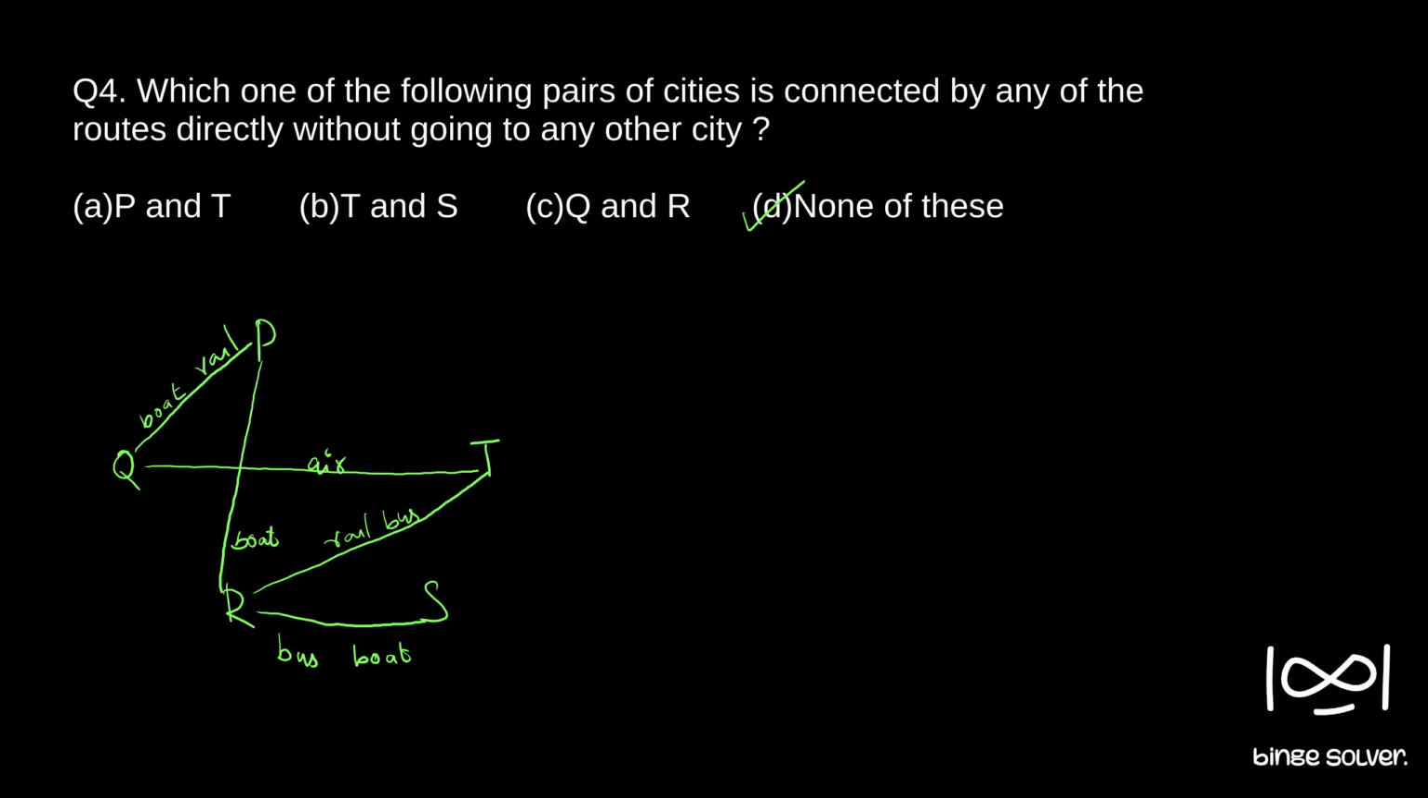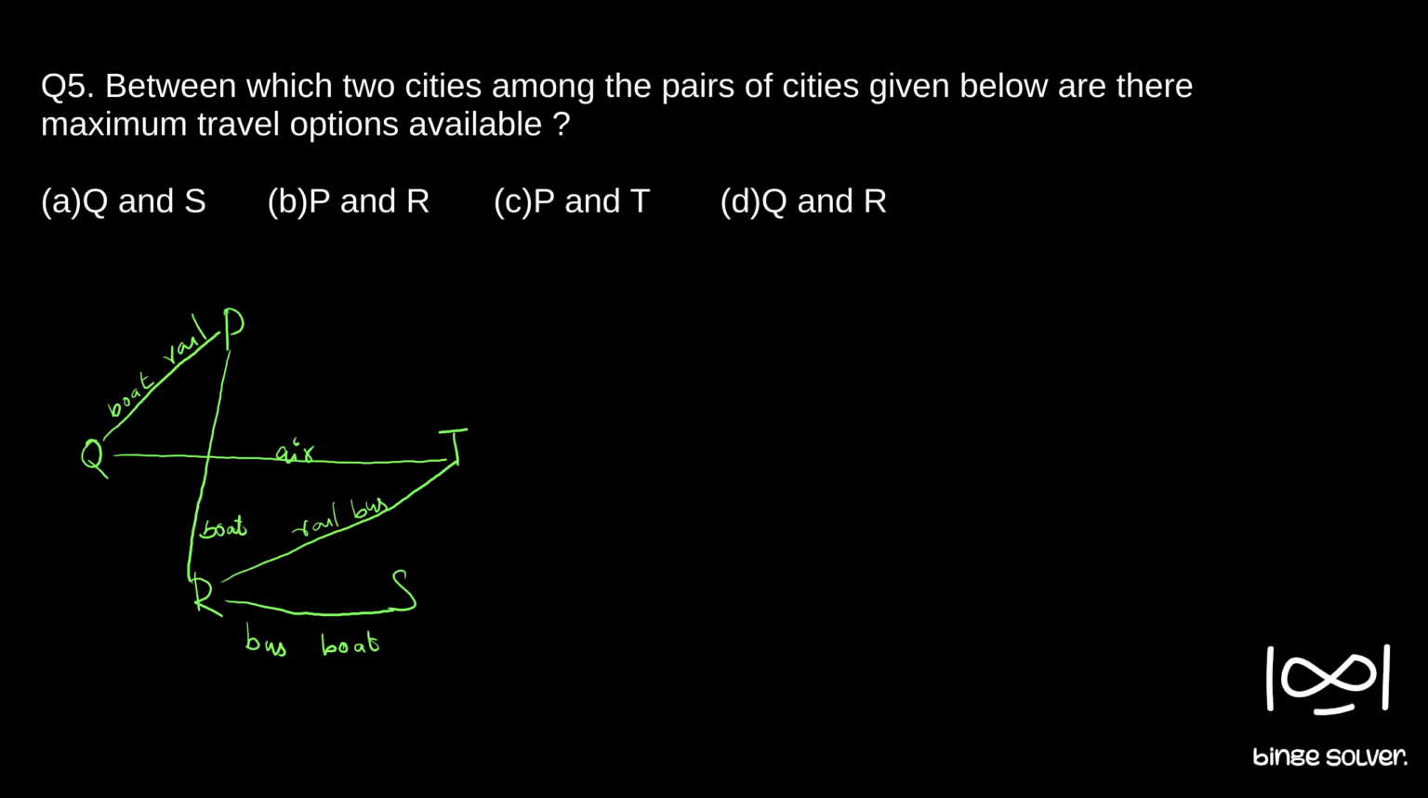Moving on to the next question. Question 5. Between which two cities among the pairs of cities given below are there maximum travel options available? So we will go through the options one by one. Q and S. So to reach S from Q, one option is Q to P, which has two modes, boat and rail, and P to R, which has one mode, which is just boat, and R to S, which has two modes.